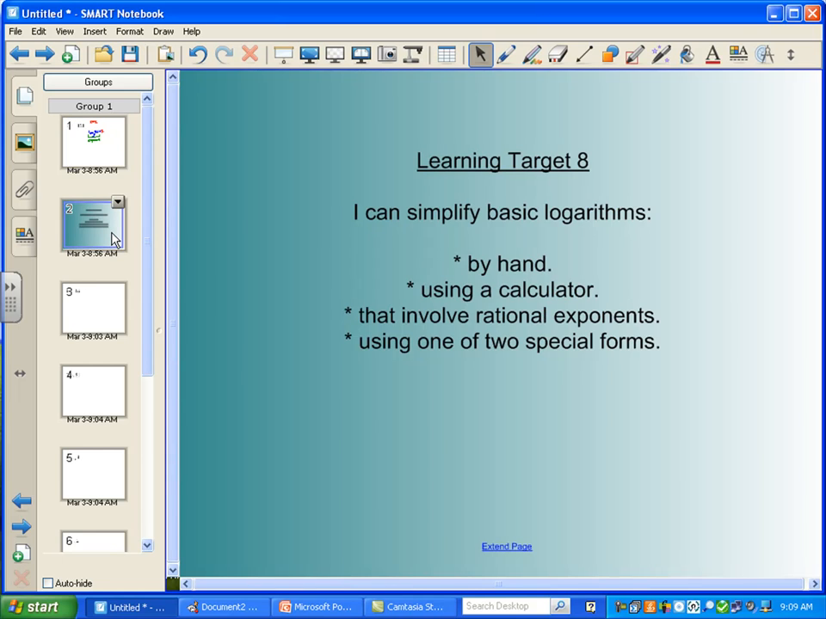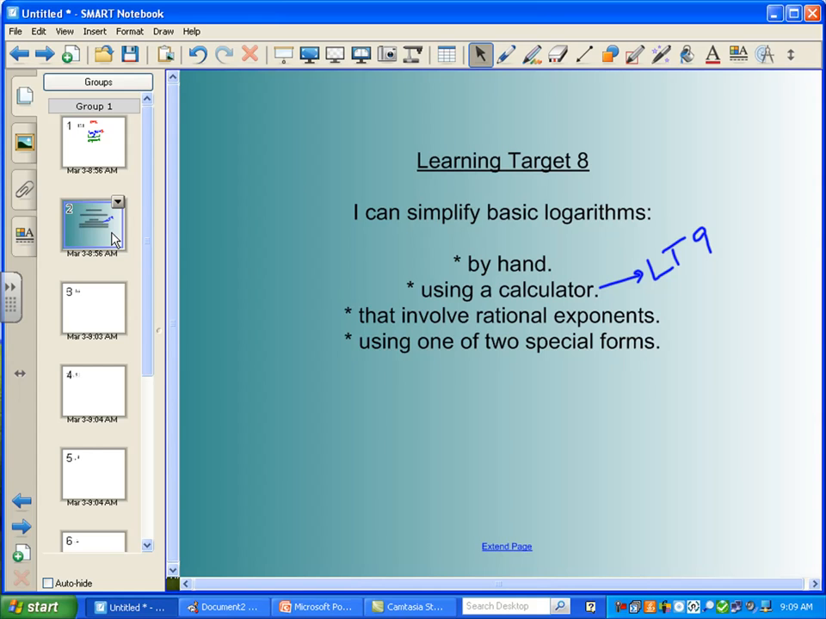So today we're going to be looking at learning target 8, which is: I can simplify basic logarithms by hand, using a calculator, logarithms that involve rational exponents, and also using one of two special forms. Just as a side note, using a calculator is probably best seen in the video that describes learning target 9, which is the change of base formula. In class we did things a little bit differently, like learning target 8 sort of led to number 9, and I got the videos in a mixed-up order just because of the time that I had to make them. But anyway, go to the learning target 9 video if you want to figure out how to use a calculator to simplify basic logs.